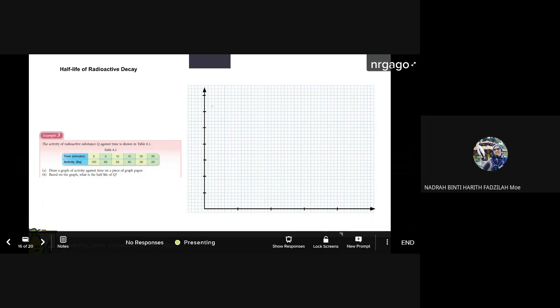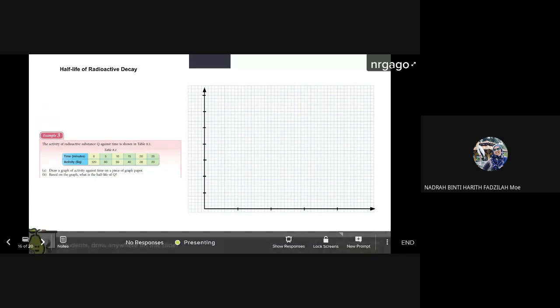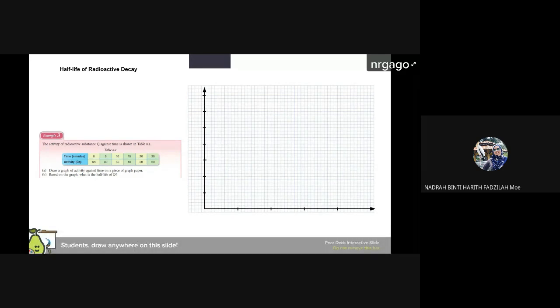Okay, so the scale I already given here. So jom kita sama-sama buat dia punya graph. Okay, last kali untuk hari ni ya, kita buat sama-sama graph dia. So at 0 it is 120 and so on and so forth lah.